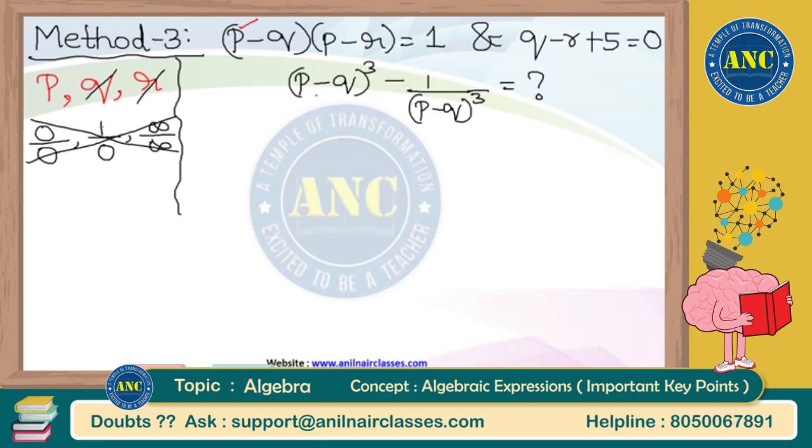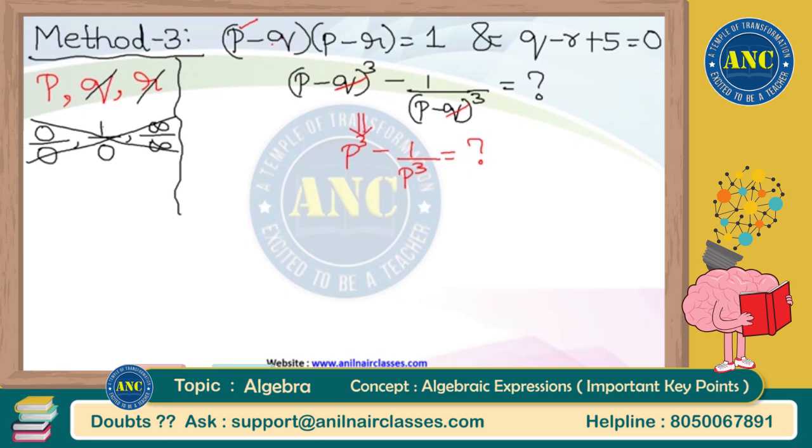If you observe, the best thing in this question is putting q value 0, because the moment I put q value 0, here also it is 0, here also it is 0. The question will now reduce to p cube minus 1 by p cube. I hope you are understanding. P cube minus 1 by p cube is equal to how much? That is what they are asking you in the question.